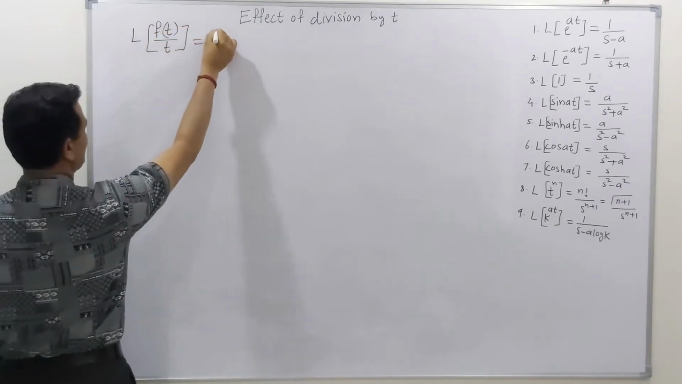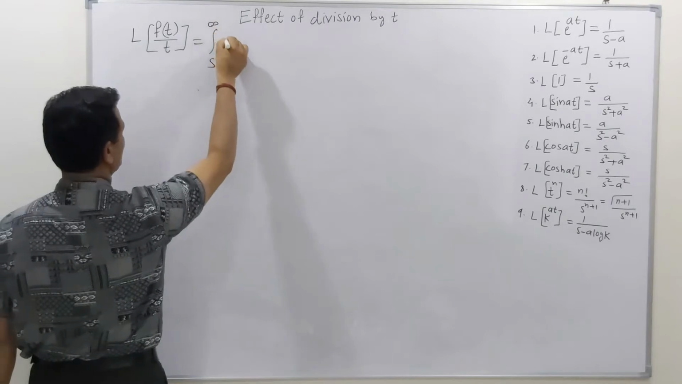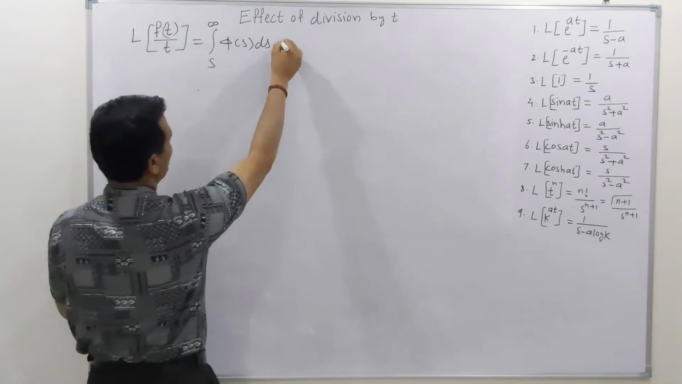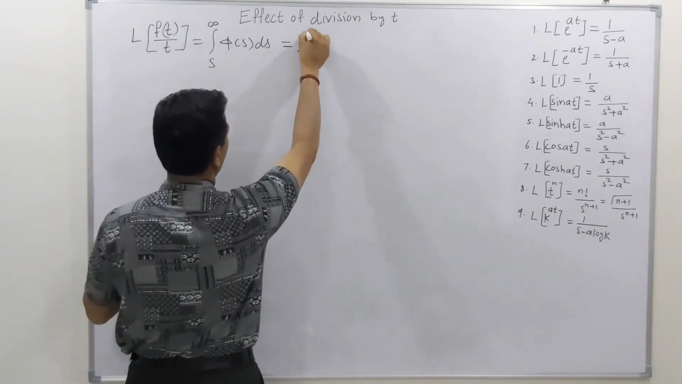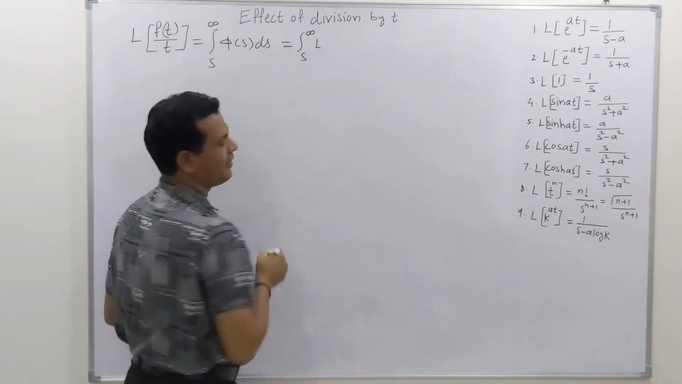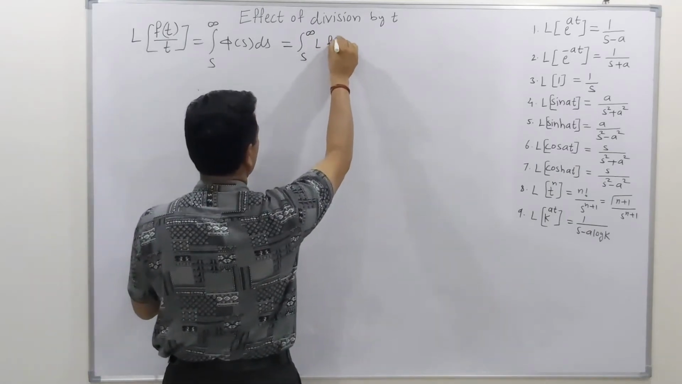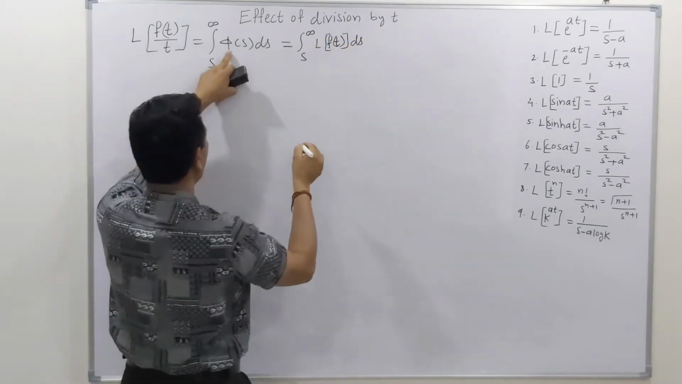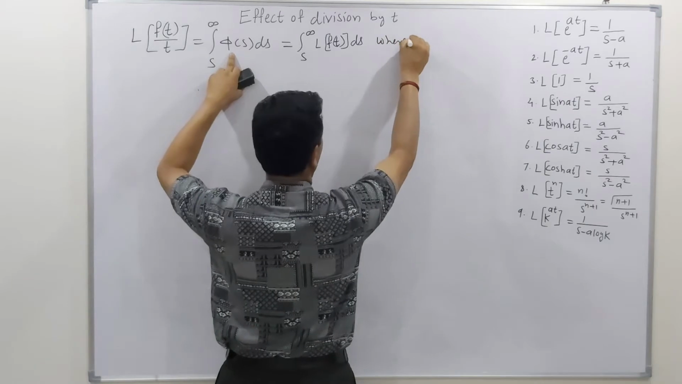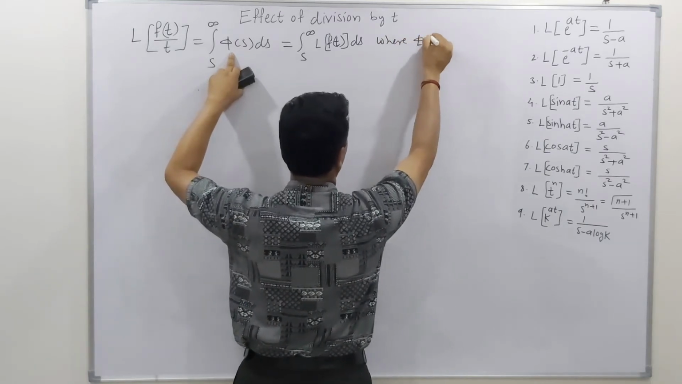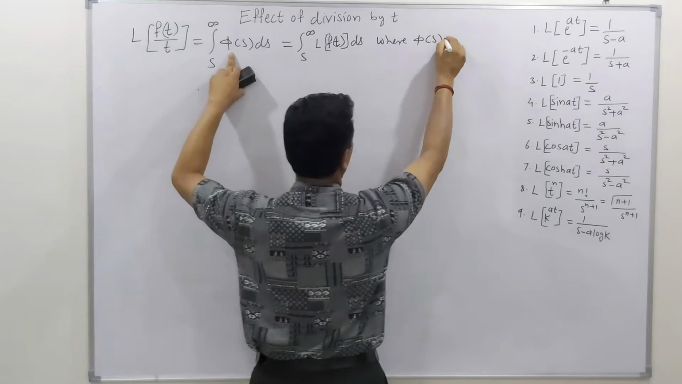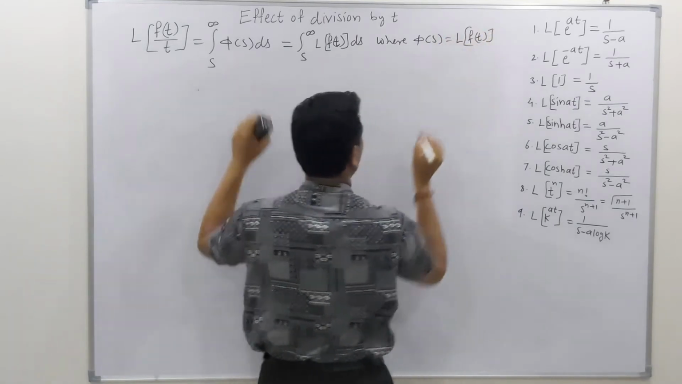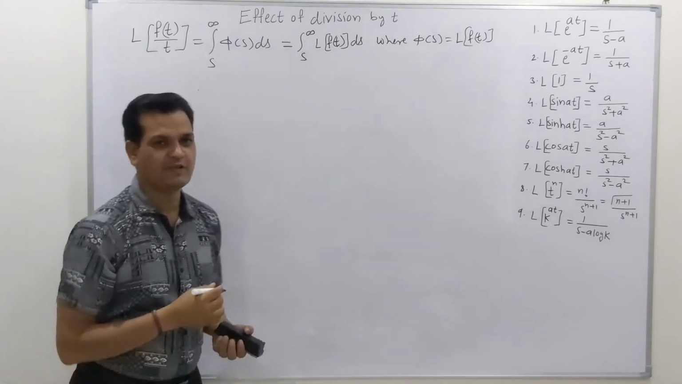So this Laplace transformation is equal to integration s to infinity phi of s ds, or some people may write this as integration s to infinity. So meaning of phi of s is Laplace transformation of f of t, then ds. So where this phi of s is written as phi of s is equal to Laplace transformation of f of t. So this property is called as effect of division by t property.